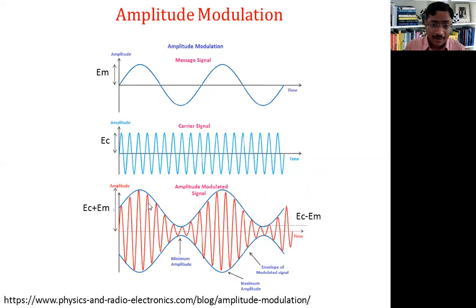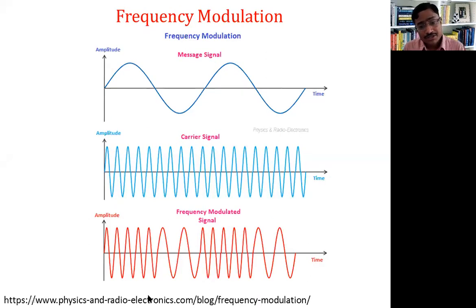Same thing about the amplitude. In amplitude modulation, the amplitude was changing, frequency was constant. Here amplitude is constant, frequency changes. This modulation is called frequency modulation. So frequency modulation is the process in which the frequency of a carrier signal is varied according to the amplitude of the modulating signal by keeping amplitude and phase of the carrier signal constant.